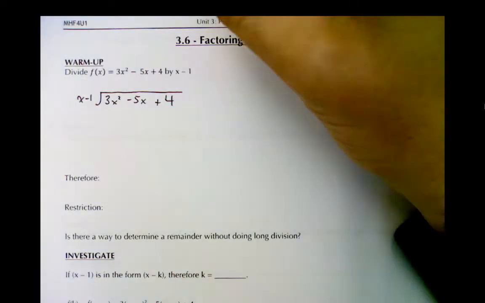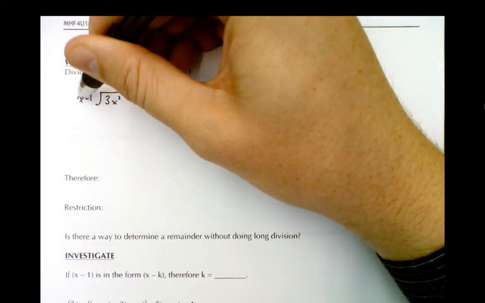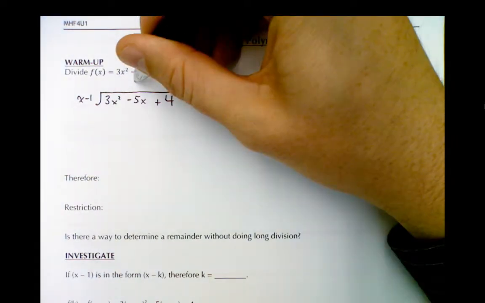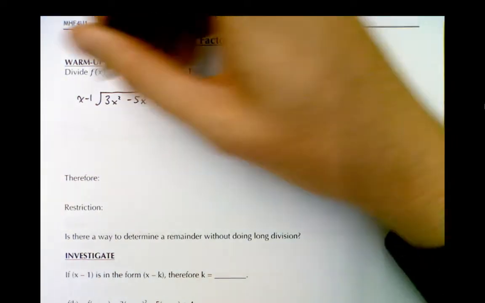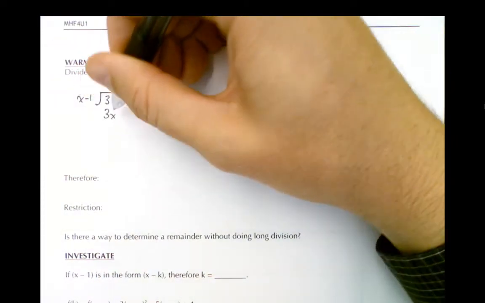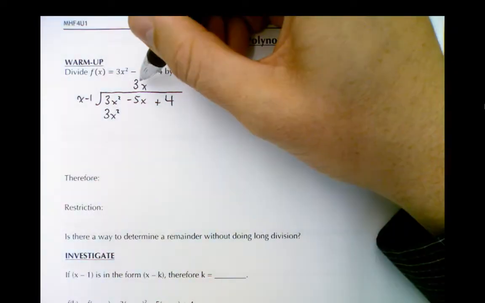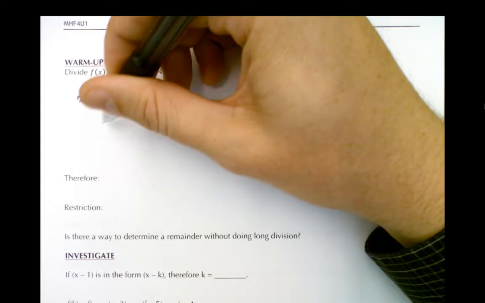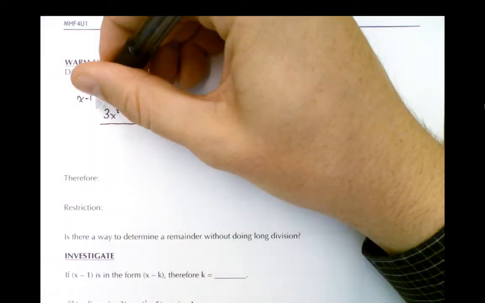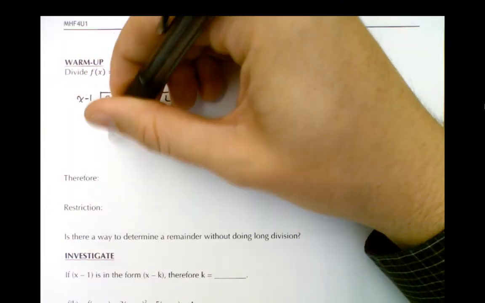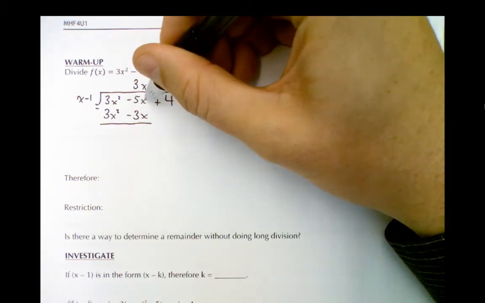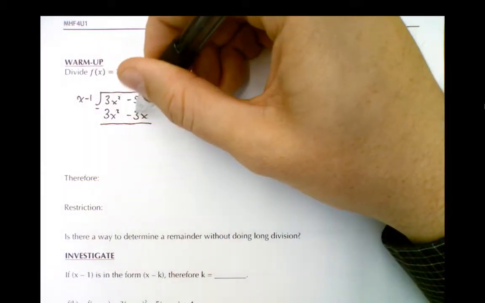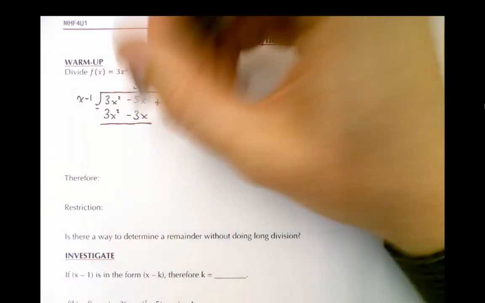And we can do that by asking ourselves what times x gives us 3x squared, and the answer is 3x. 3x times x gives us our 3x squared, and we're always building to that first term. 3x times negative 1 is negative 3x. And then we subtract down the columns. 3x squared minus 3x squared is 0. Negative 5x minus negative 3x is like negative 5x plus 3x, which is negative 2x.